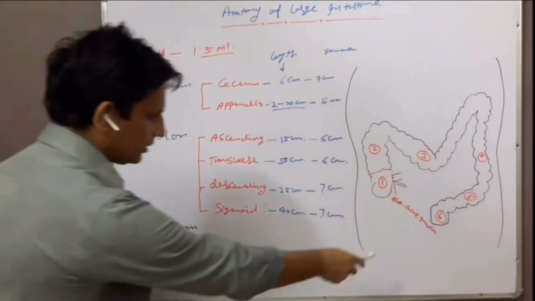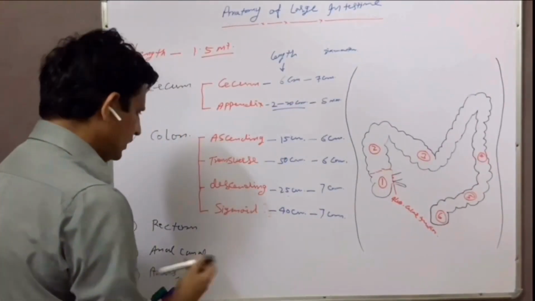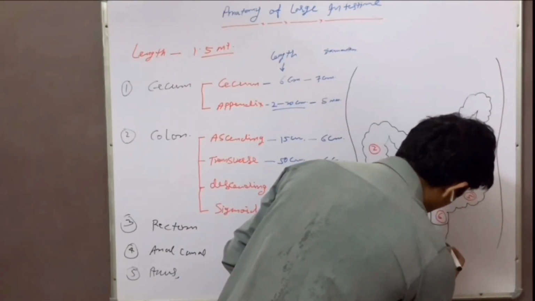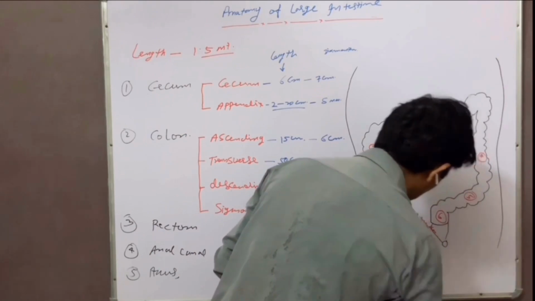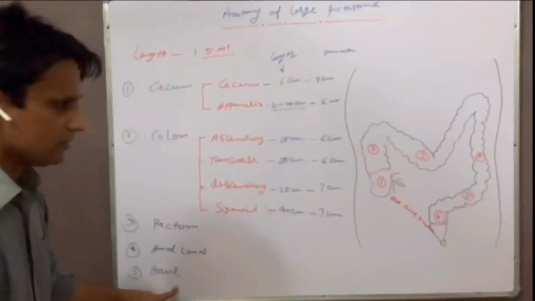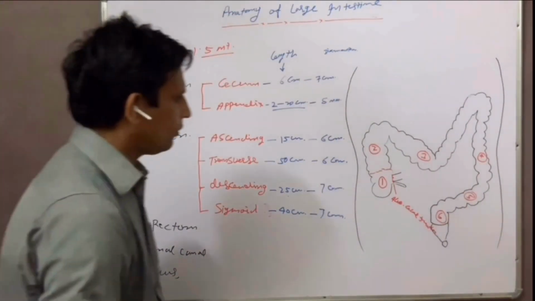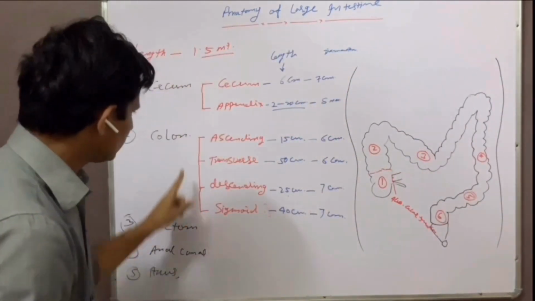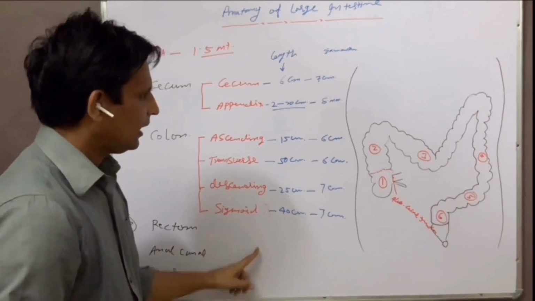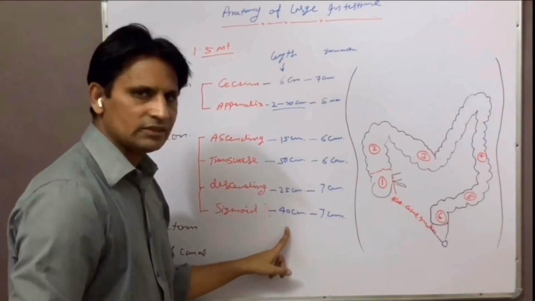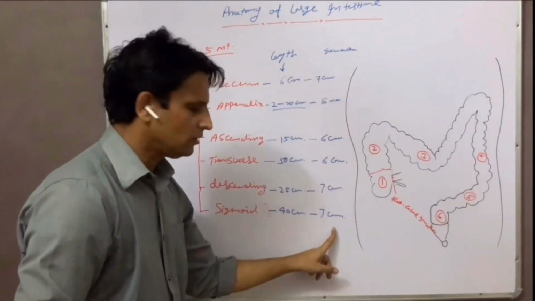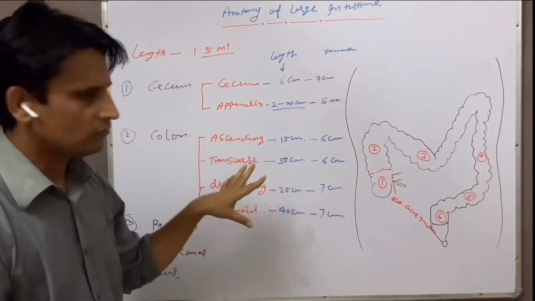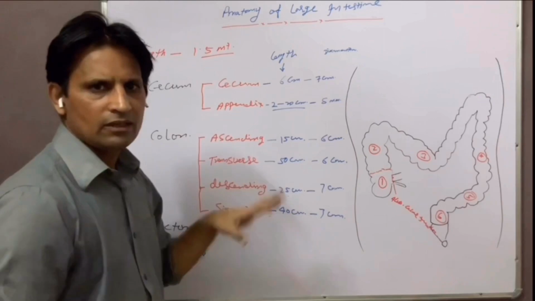The seventh part below this rectum is the anal canal. You can draw it like here. That is the anal canal, and the last one is the anus. Right. So this whole is the diagram of the large intestine, and these are the basic parts having a length of this size and a dimension of this size. Right. So this is the basic detail of the large intestine.